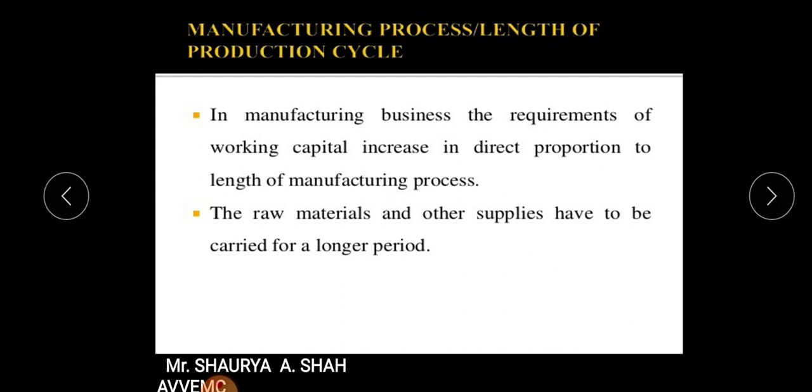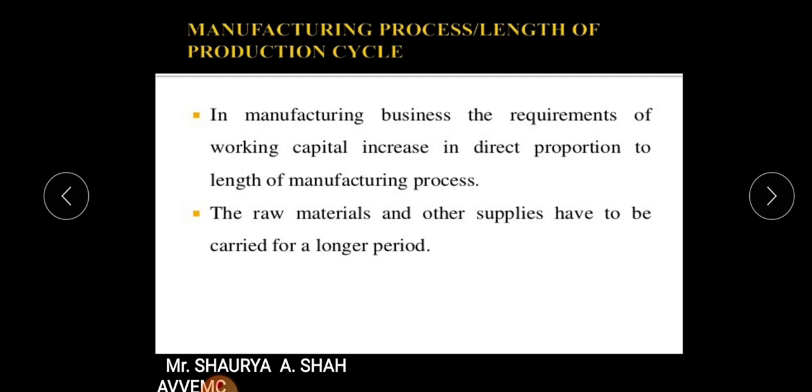For example, take the textile industry. You have to convert everything starting from yarn. Yarn and cotton are converted into raw materials, that is, semi-finished cloth. Then cloth goes into dyeing and printing, then ready-made garments are made, and those ready-made garments are sold in the market. So the entire process takes a longer period of time. The longer the length of the manufacturing process or production cycle, the longer it takes to convert my working capital. So in direct proportion, the longer the length, the higher the requirement of working capital. The shorter the length, the lower the requirement of working capital.